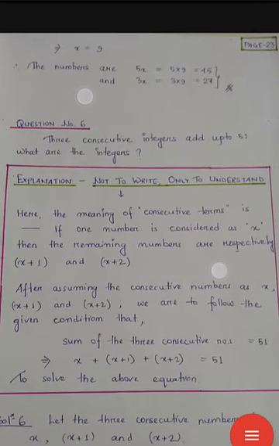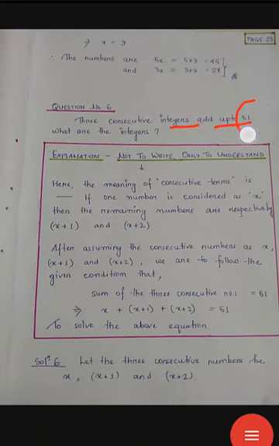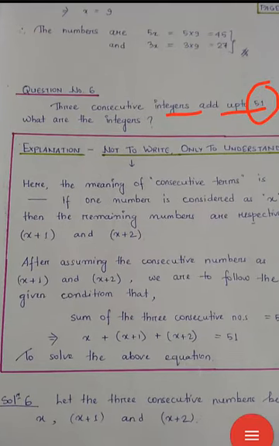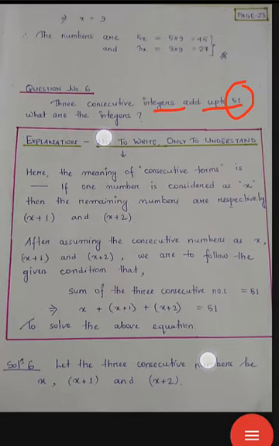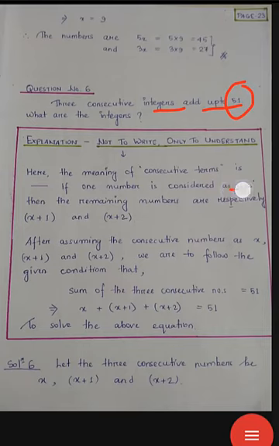Moving on to question number 6. What is the question here? 3 consecutive integers add up to 51. That means when we add 3 consecutive integers, the result comes as 51. Now what are the integers? Let us have a look at the explanation part. Here the meaning of consecutive terms is, if one number is considered as x, then the remaining numbers are respectively x plus 1 and x plus 2.